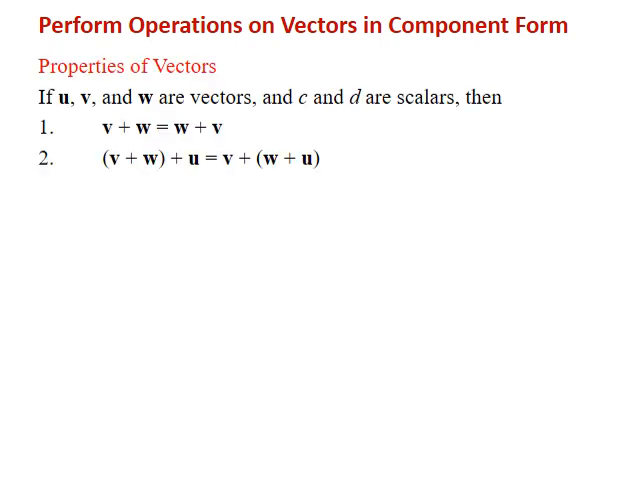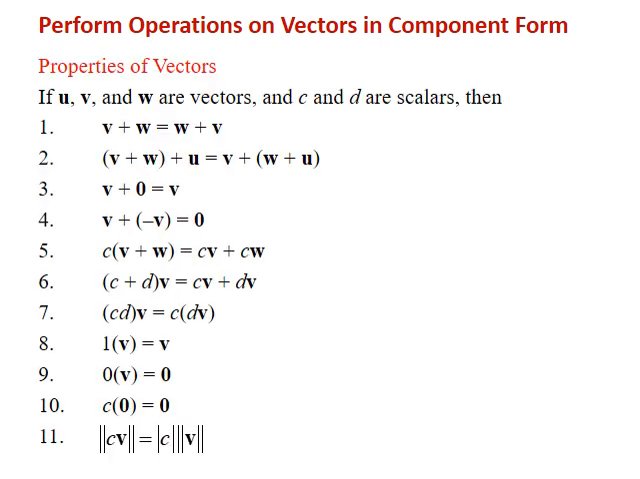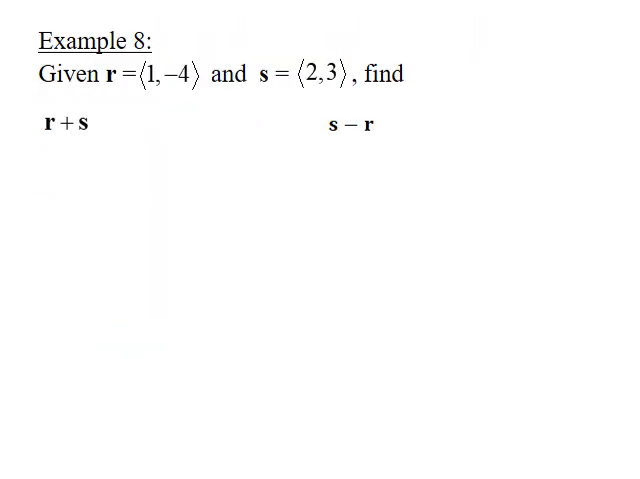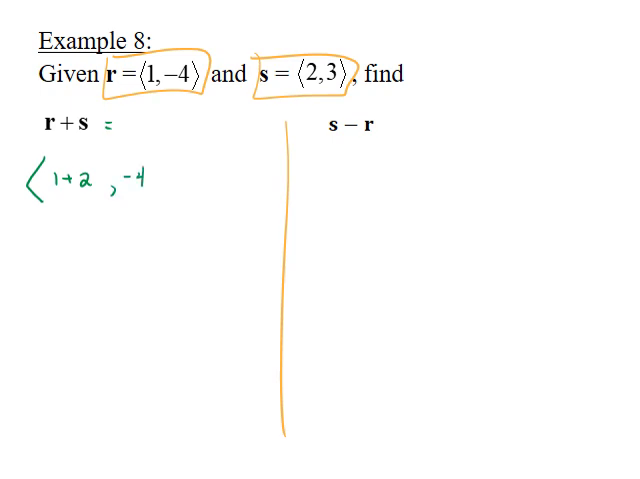Here we have some different properties. You can go ahead and pause this and take a look at the different properties, but they're pretty straightforward, nothing crazy. So here I'm given these two vectors, r and s, and I want to add those together. So in this first example, what I'll do is I will add the horizontal components and add the vertical components to get 3, negative 1.